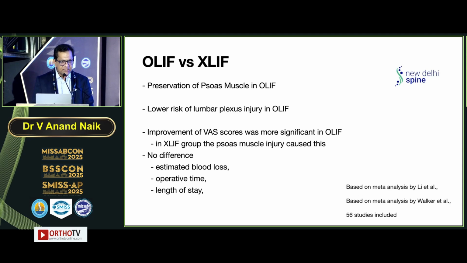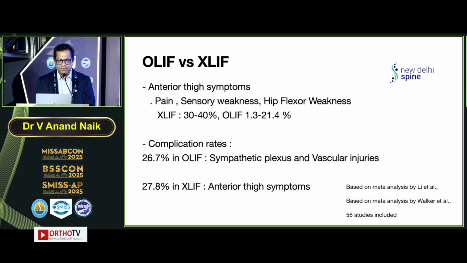There was no clinically significant difference in terms of estimated blood loss, operative time, and length of stay of patients in the hospital. The anterior thigh symptoms, pain, sensory changes, and hip flexor weakness in XLIF or direct lateral were around 30 to 40%, and in OLIF it varies from 1.3 to 21.4%.